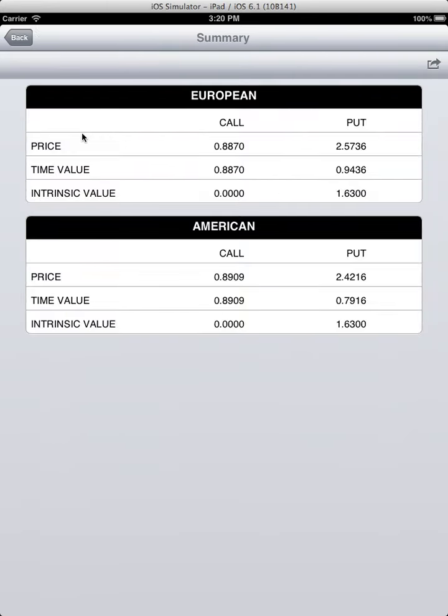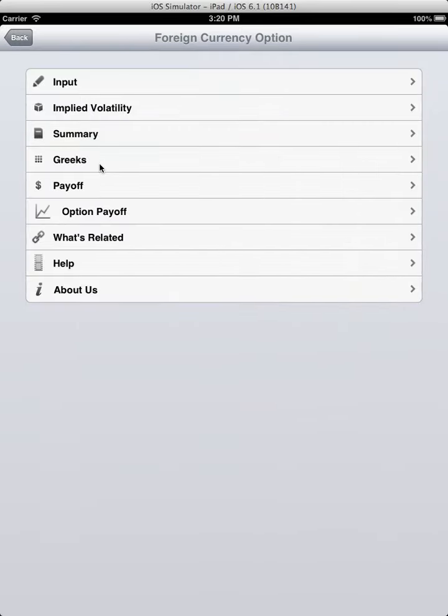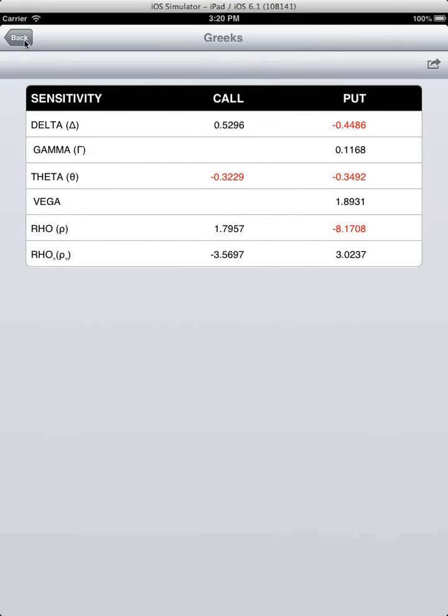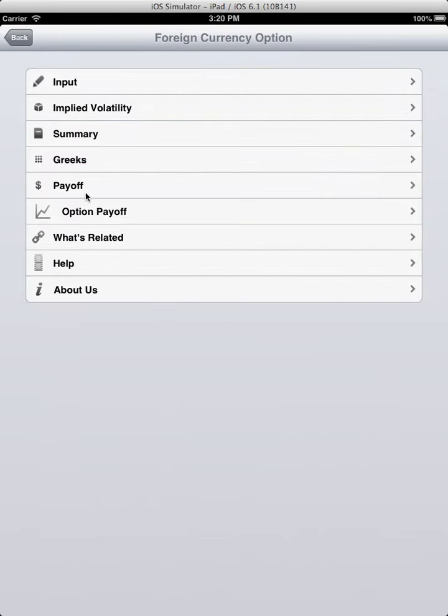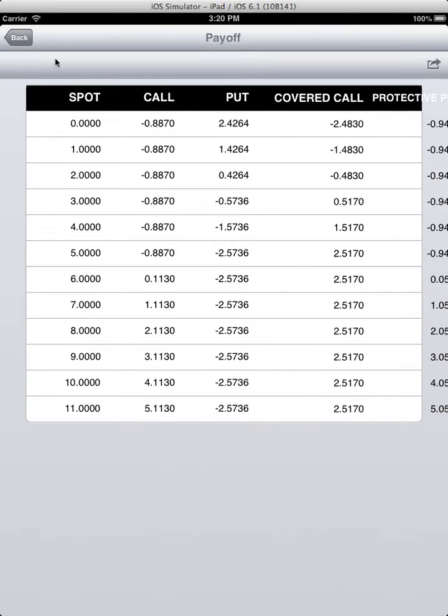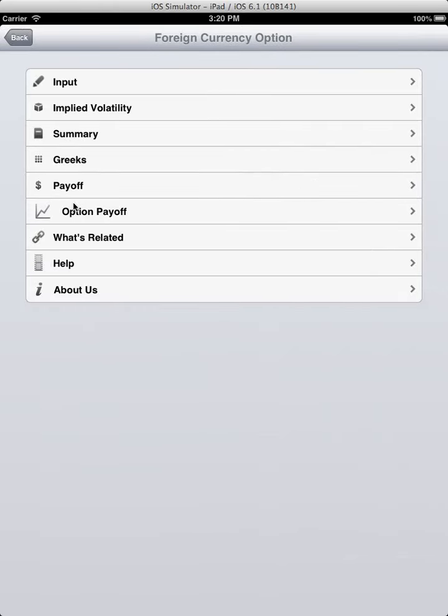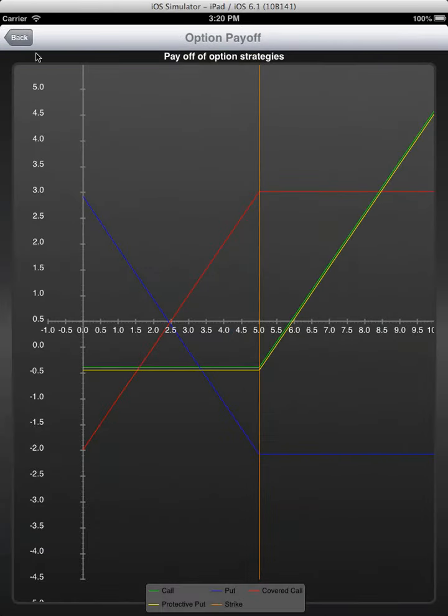And now here's a summary and option Greeks and summary, payoff charts, and here's the payoff chart actually.